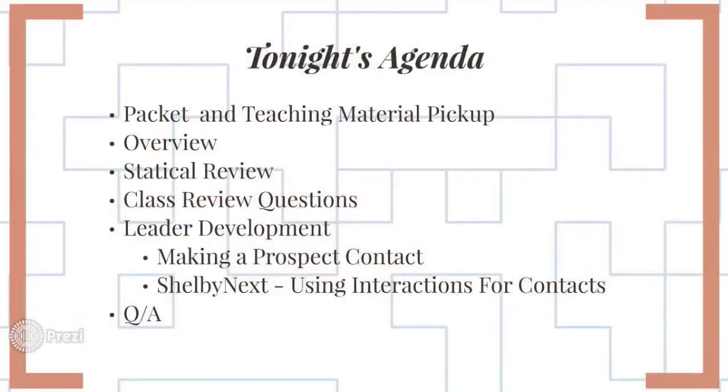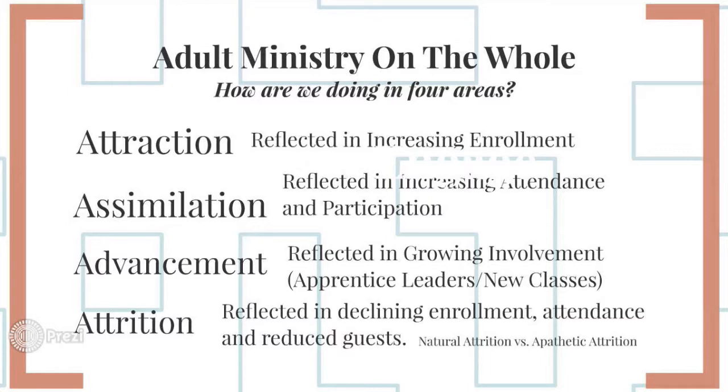The first thing that we did was talk about the statistical part of our Sunday school. Remember, the things we're focusing on, those 4 words that we began to talk about: attraction, assimilation, advancement, and attrition. When Jared came, we boiled those 4 words down into 2: to equip and to engage. Those are the 2 things that we've boiled things down into.